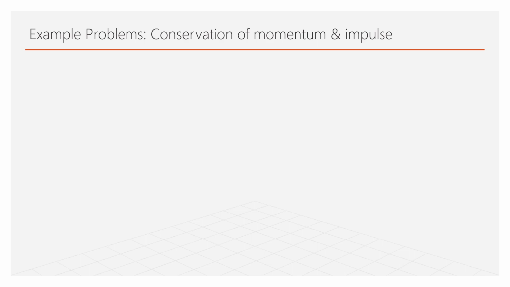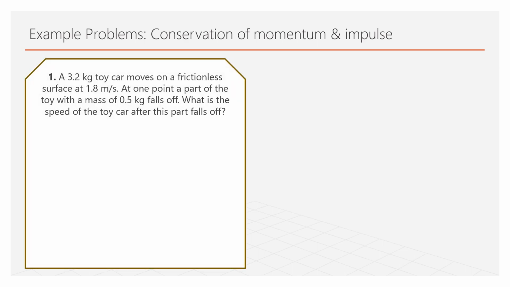Let's now do some example problems involving conservation of momentum and impulse. A 3.2 kilogram toy car moves on a frictionless surface at 1.8 meters per second. At one point, a part of the toy with a mass of 0.5 kilograms falls off. What is the speed of the toy car after the part falls off?